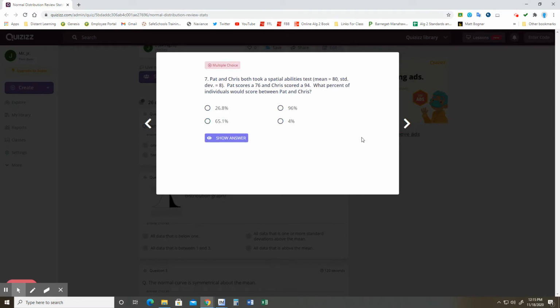Click. Number 7. Pat and Chris both took a spatial abilities test. Mean, standard deviation, we'll talk about that. Pat scored a 76. Chris scored a 94. What percent of individuals would score between Pat and Chris? Now, because they're asking what percent of individuals would score between Pat and Chris, I'm definitely going to be dealing with a normal CDF. Now, when I'm thinking about this problem, normal CDF, they want to know between Pat and Chris, Pat scored a 76, Chris scored a 94, with an average of 80 and a standard deviation of 8.